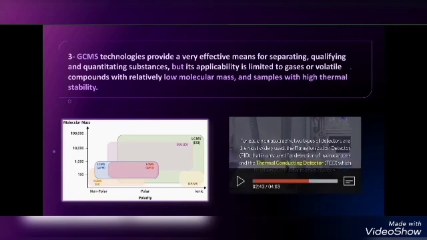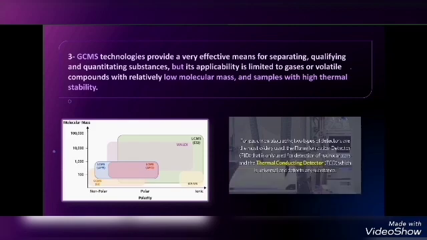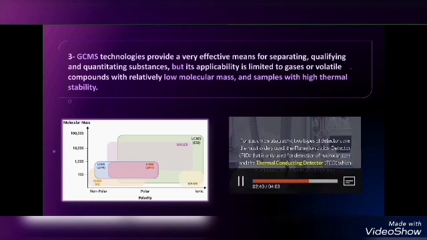For gas chromatography, two types of detectors are the most widely used. The flame ionization detector, FID, that is only used for detection of hydrocarbons, and the thermal conductivity detector, TCD, which is universal and detects any substance.